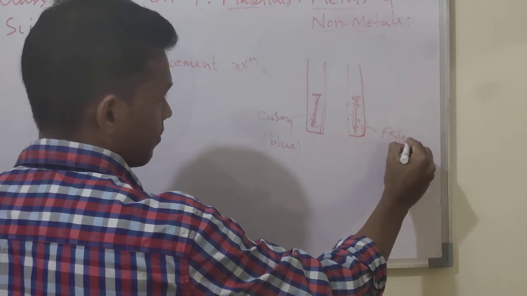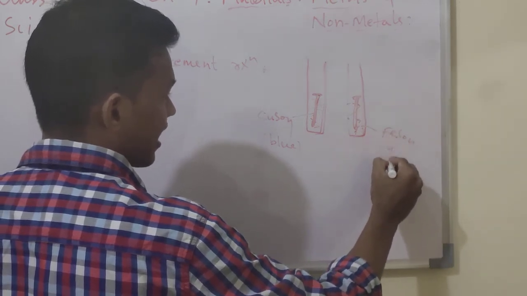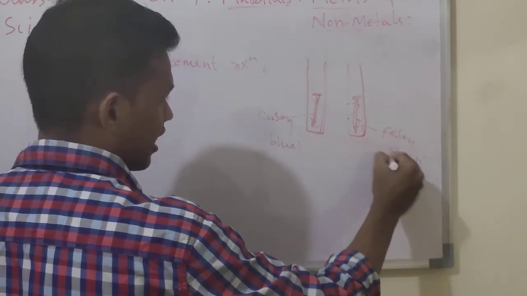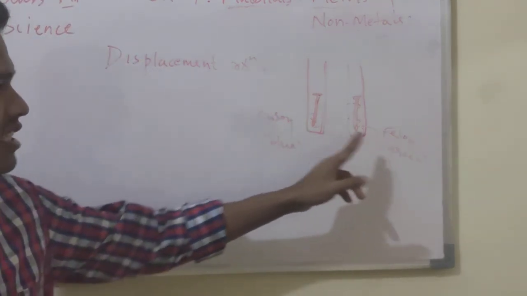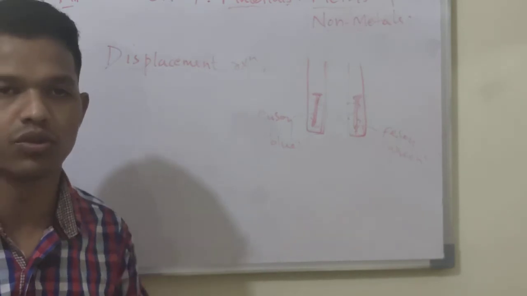FeSO4 will form. FeSO4 is green in color. Here the copper sulfate, which is blue, is converted into green color. Why is it happening so?